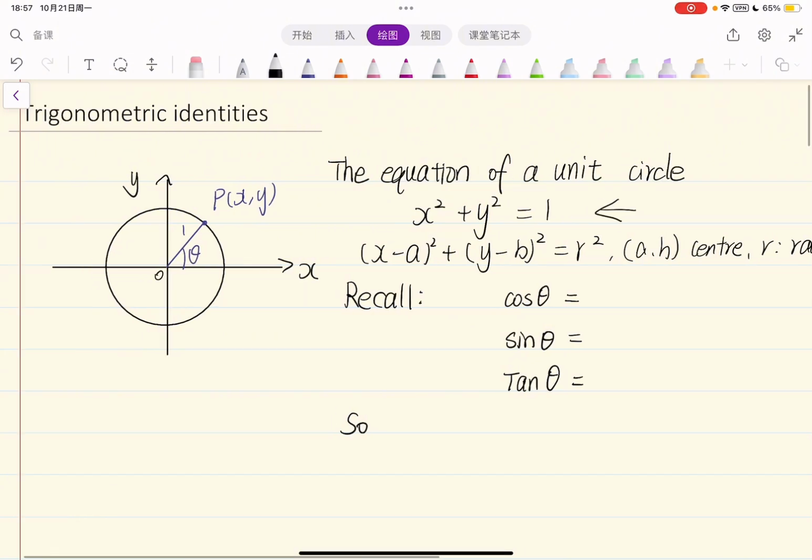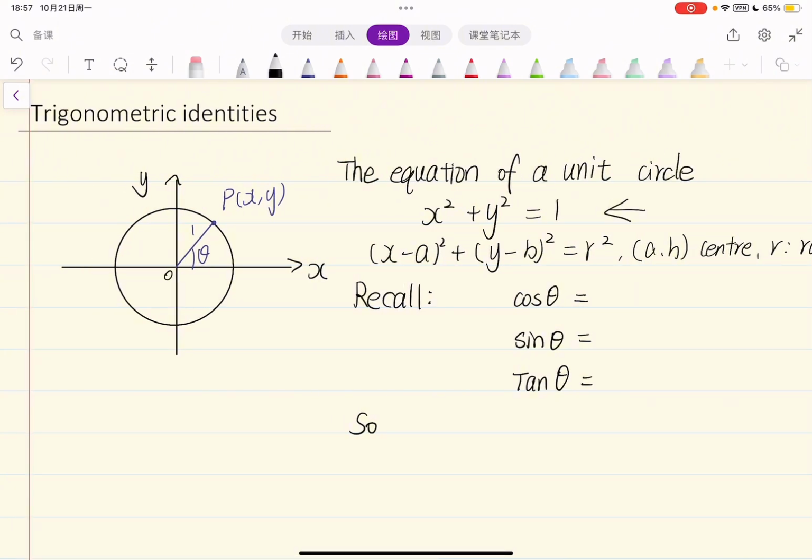And we recall that cosine theta in the unit circle equals the x coordinate of P, which equals x, and sine theta equals y, tangent theta equals y over x.